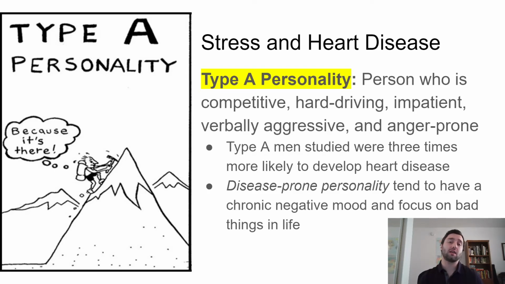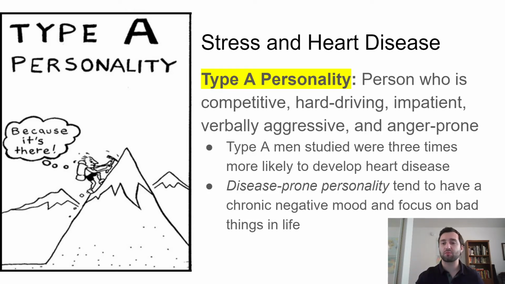And why these type A, type B personalities are looked at is because of their connection with different stress-related issues later on in life. So type A men studied were 3 times more likely to develop heart disease, for example. So again, you can imagine how someone who lives this way has a higher level of stress in their life, and thus they're more likely to deal with something like heart disease.